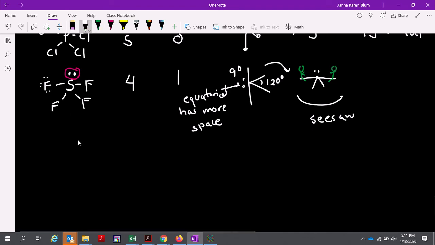We continue this pattern. Look at this guy. This is bromine trifluoride. And bromine trifluoride has 3 bonding groups, the 3 fluorines, and then 2 lone pairs.